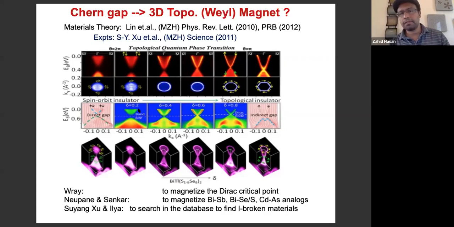So we asked this question in this PRL and PRB: what happens in between, right at the inversion point? Right at the inversion point, you get a 3D Dirac state in the bulk, right? That's your 3D Dirac semimetal. And we clearly talked about that in Suyang Xu's Science paper in 2011. We also talked about that when you go through a topological phase transition at the bulk 3D Dirac point, you could just magnetize that sample and get Weyl fermions, a pair of Weyl fermions.